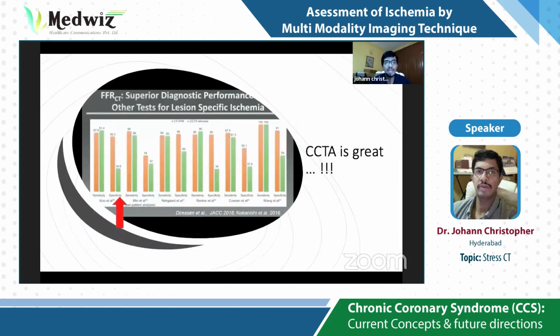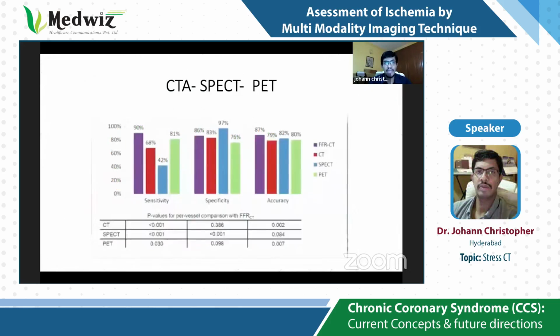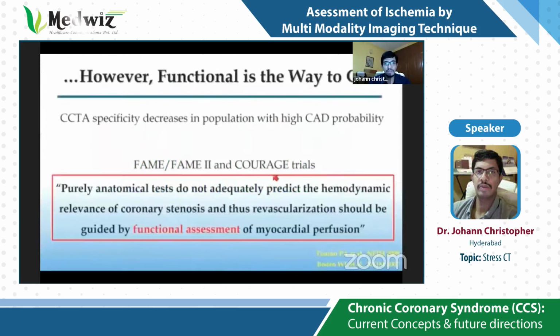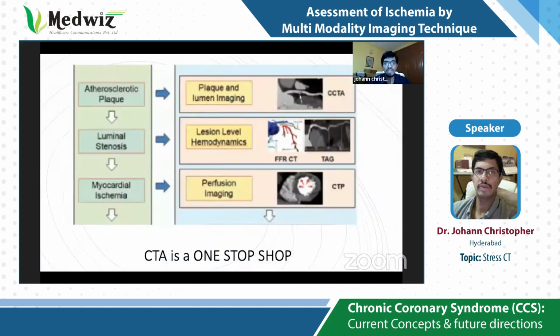Now CT is great. It's great for sensitivity, but what it really lacks, as you can see, is the green bars, the specificity. And the similar picture is with its cohorts, the SPECT and PET. And if you look at the FAME2 and the COURAGE trials, it has clearly come out that a pure anatomic test cannot adequately predict the hemodynamic relevance of coronary lesions, and therefore functional assessment of myocardial perfusion is important.